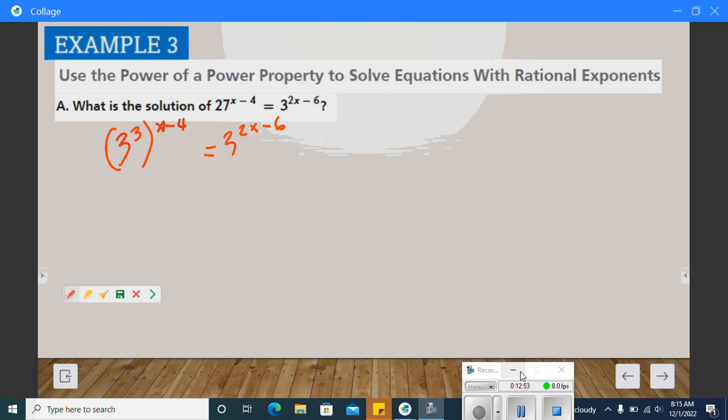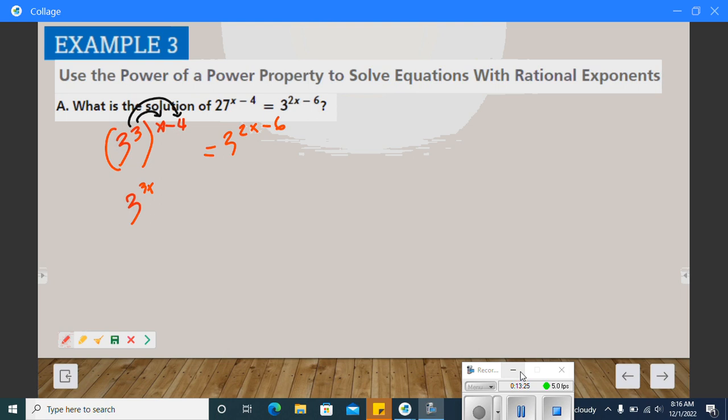Now, power of a power, that means we're going to distribute, multiply it. All right. So for that one, that becomes 3 times x, it's 3x, and 3 times negative 4, it's negative 12. That will give us 3 to the 3x minus 12 equals 3 to the x minus 6. Now, do they have the same base now?